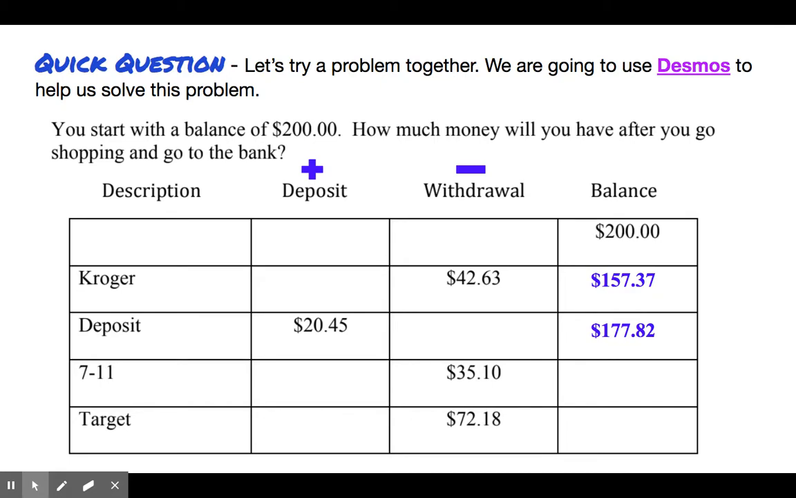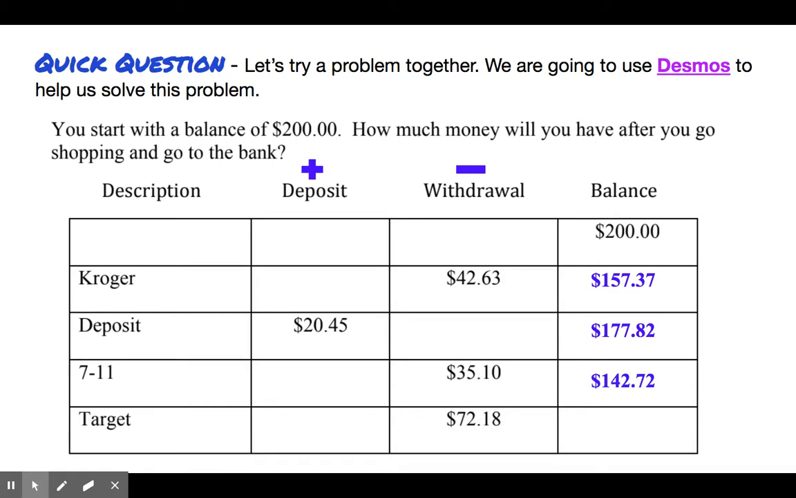But I had to stop at 7-Eleven and get some gas in my car. So I'm going to withdraw it. Well, if I'm withdrawing $35.10, you should have gotten what for your new balance? $142.72.